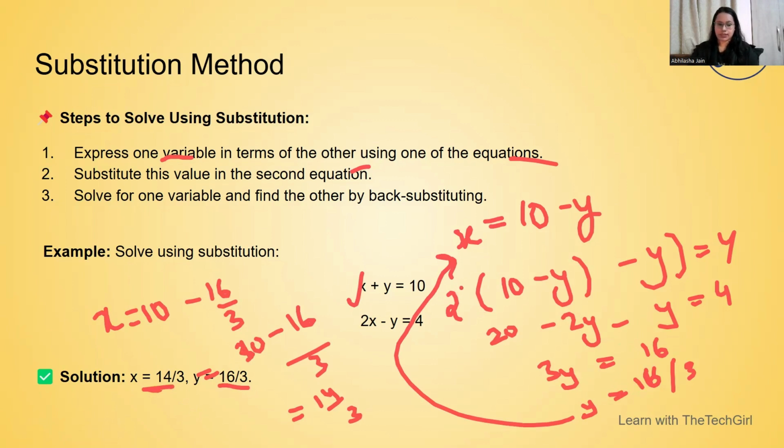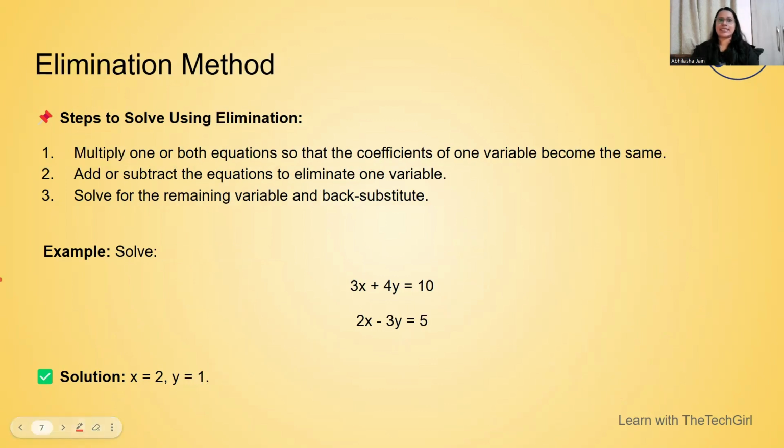That's how you do the substitution method. Sounds good? Okay. Now, the next is elimination method. What is elimination method? In elimination method, you multiply one or both equations so that the coefficients of one variable will become the same.